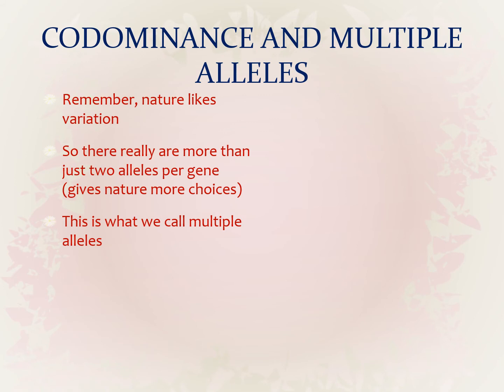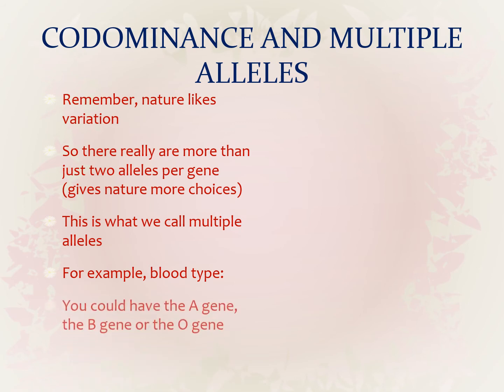Well, there's more to nature than just having 2 letters to choose from. Think about all the different eye colors we have, all the different skin colors, all the different hair colors. Now, those aren't multiple alleles, but this gives you a good idea of what we talk about when we talk about how nature likes things to be different. So nature actually gives us more than just 2 choices when it comes to the ice cream. And so this is what we call multiple alleles. And like I mentioned, blood type is the major example that we use to talk about multiple alleles. With blood type, you could have an A gene, a B gene, or an O gene.